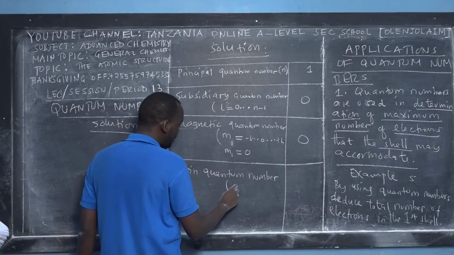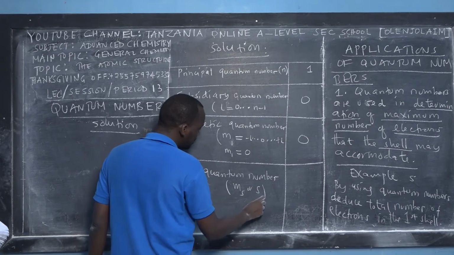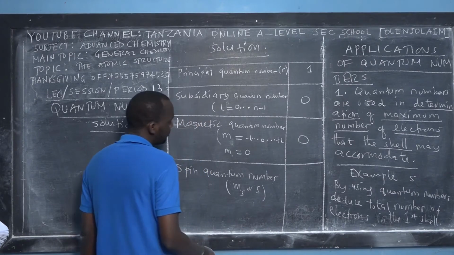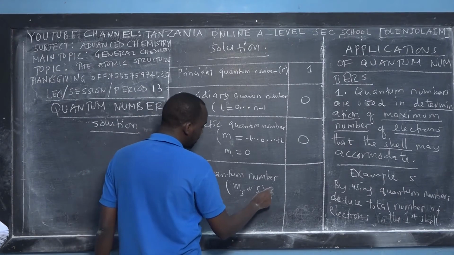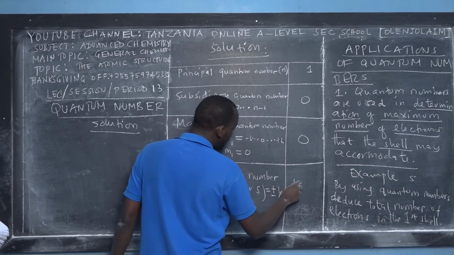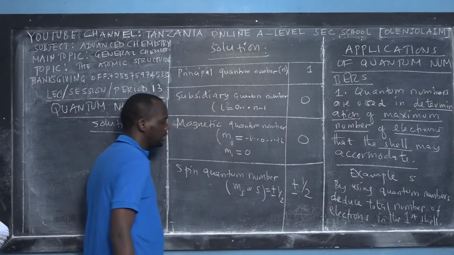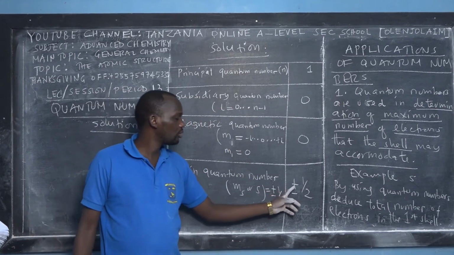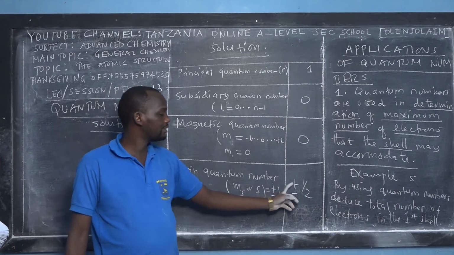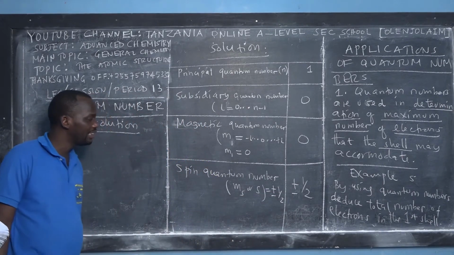So the spin quantum number, which is ms or s, can accommodate plus or minus a half. So its value will be plus or minus a half. One electron is oriented clockwise, and the other electron is in the anti-clockwise direction. Then that's the end of that question.